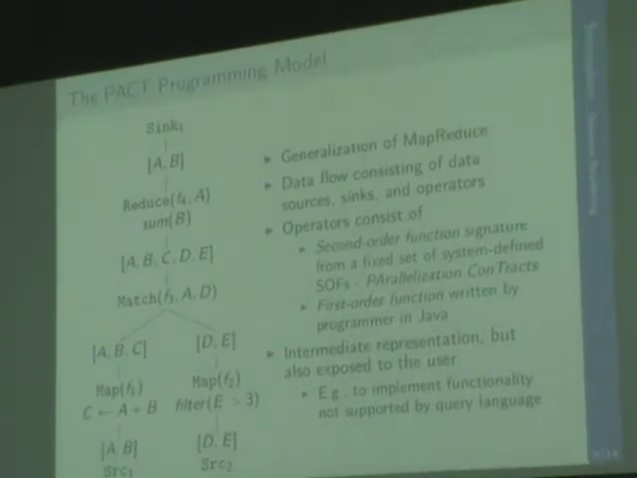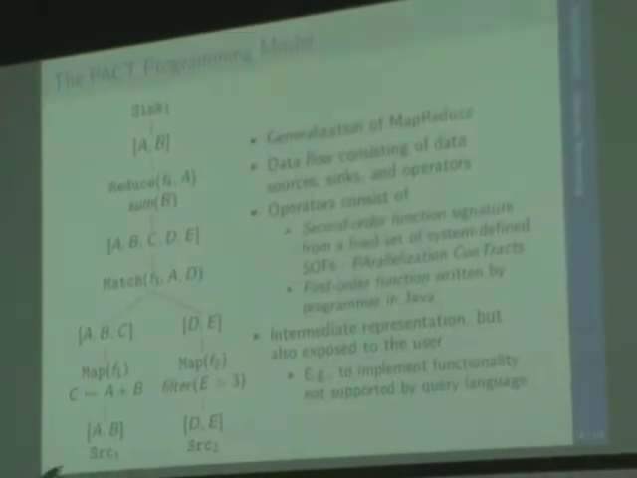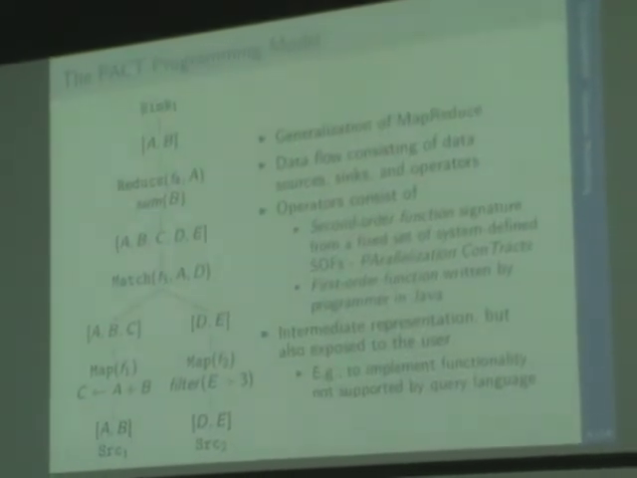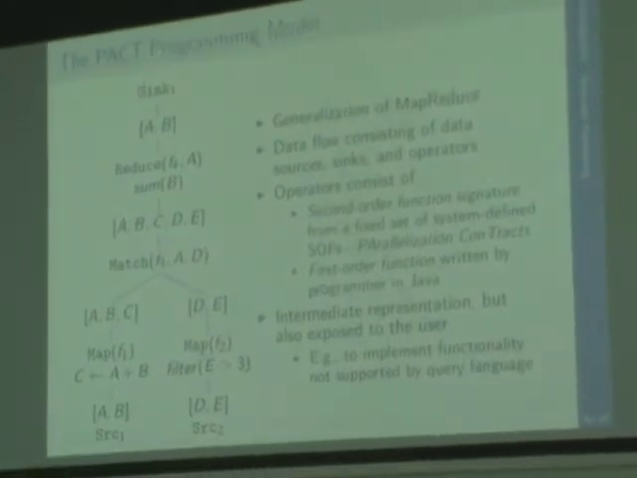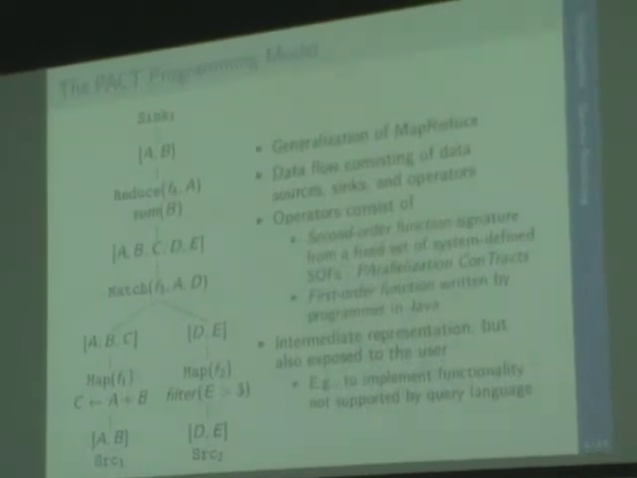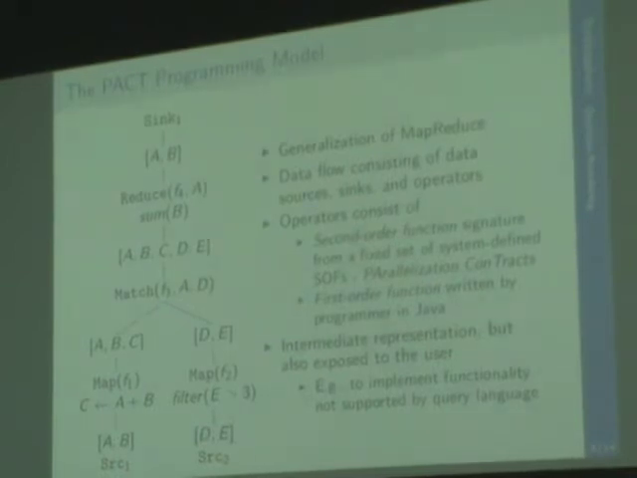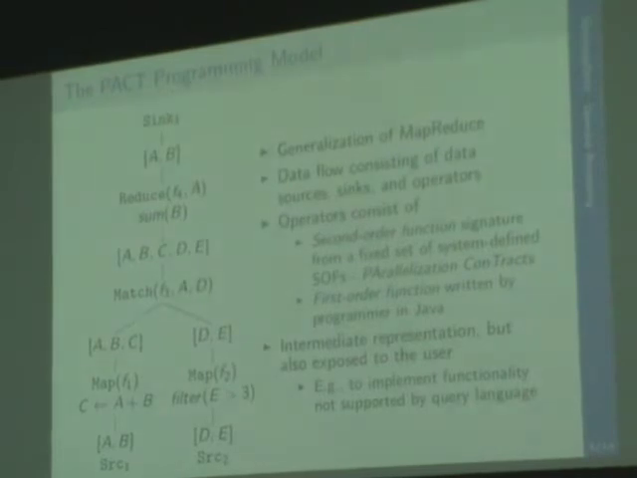But in our system, we have a general data flow with sources at the bottom. Then we have several operators in the data flow. You combine these, and then at the end we have sinks. What these operators are is they consist of a second order function, and we have a fixed set of second order functions. So for example, map is a second order function, and reduce, these are the same from MapReduce, and then we extend this with three other second order functions: match, cogroup, and cross.